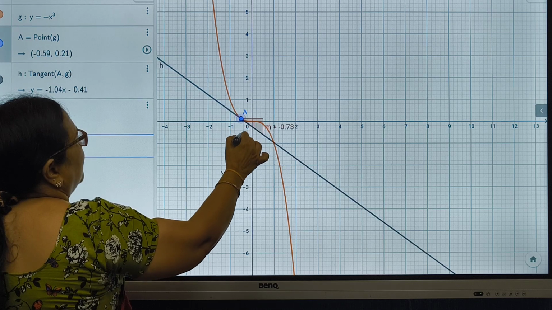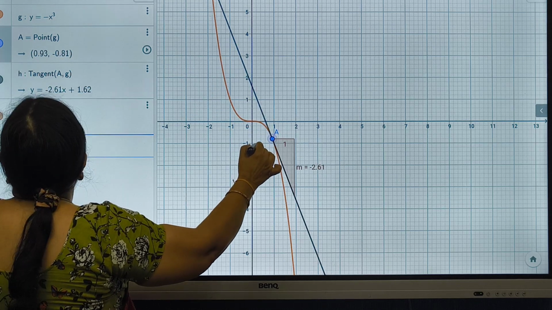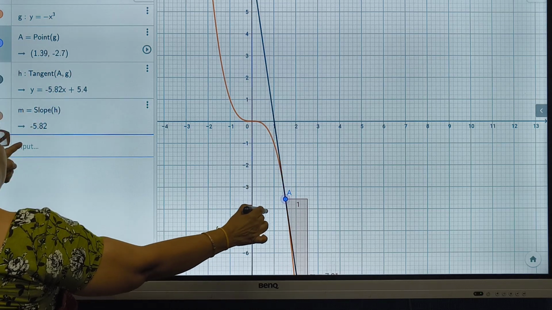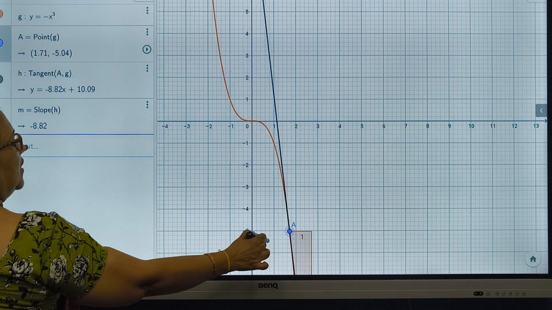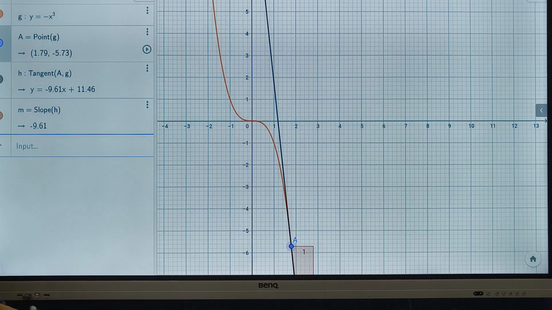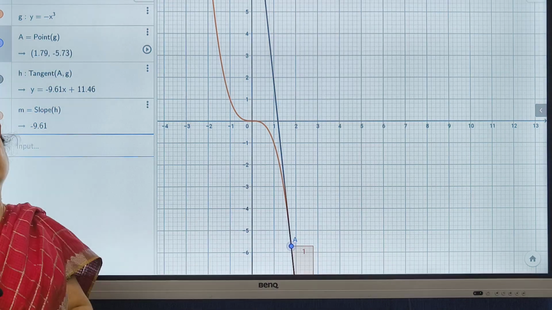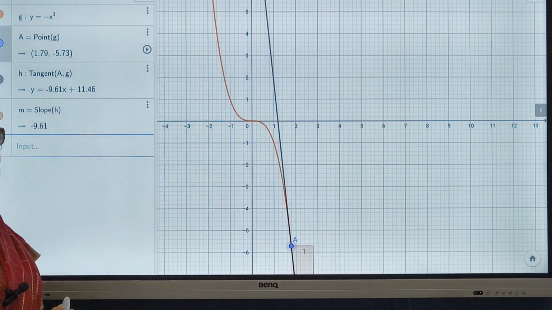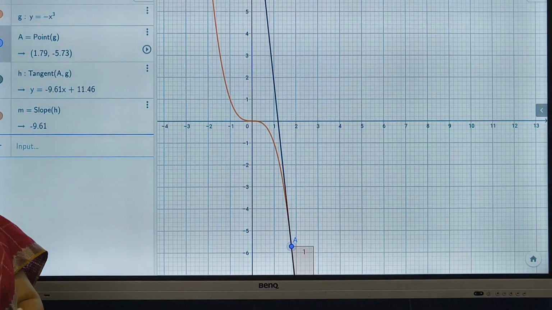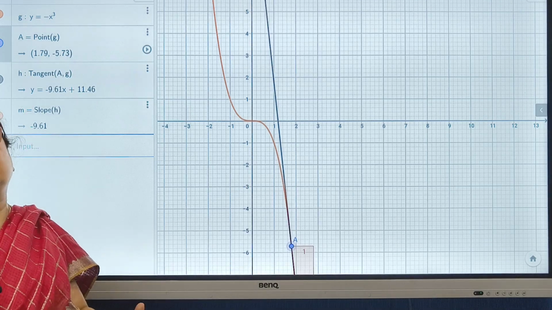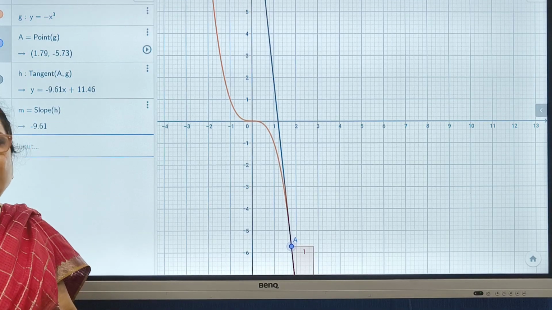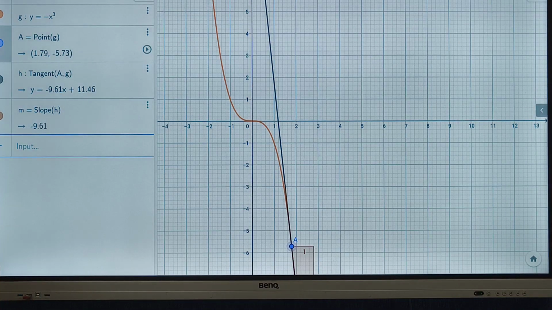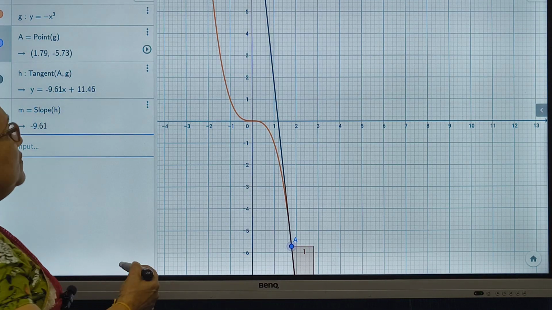As I move, wherever I move, what is the slope? You can see it is negative. Wherever I move, it is negative. Okay, so y equal to minus x cube. What sort of function is it? It is a decreasing function. The slope is negative. If I draw a tangent at any point, the slope is always going to be negative.